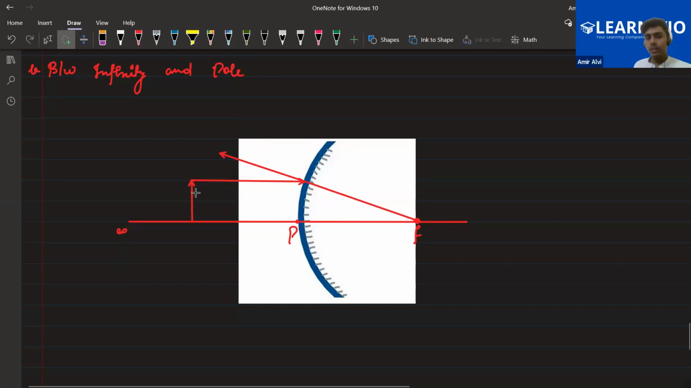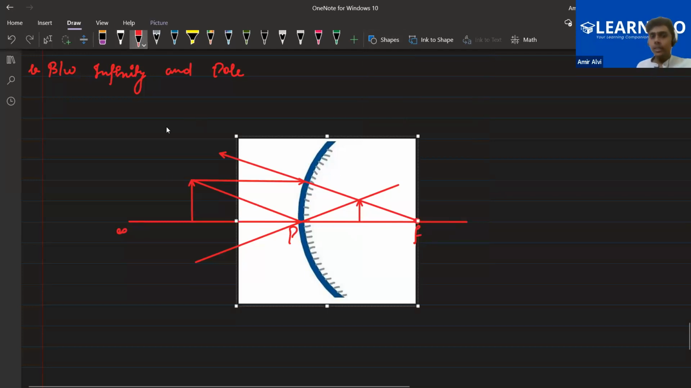The second ray can be taken as striking at the pole with some incident angle, and it will reflect back with the same angle, yes or no? Yes. And if we extend this line here, you can see this is the intersection point of the rays. Okay, so this is the intersection point.